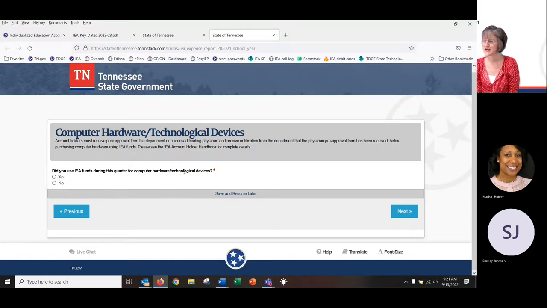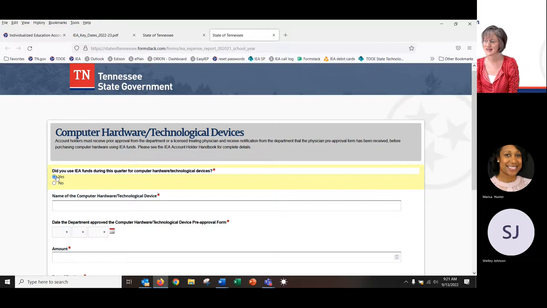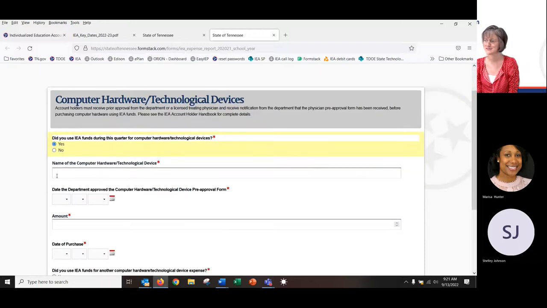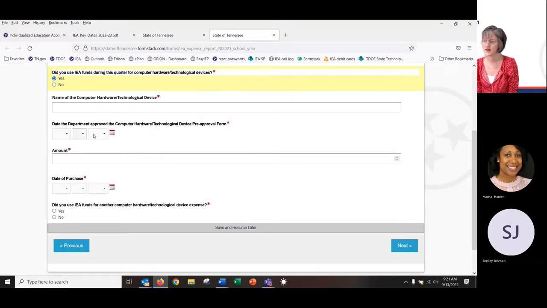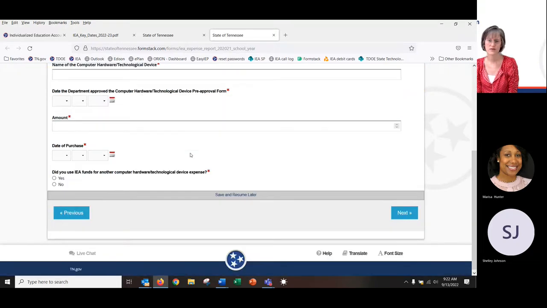This one is about computer hardware and technological services. Again, you would have had pre-approval for this one. So we're going to say, yes, we bought something on this one. She loves to type, let me tell you. She walks all over my keyboard. So we said, yes, we bought something. We tell what we bought, the date that we got pre-approval, how much we spent, the date that we purchased it, and we can open up more fields here. That one seems pretty straightforward.